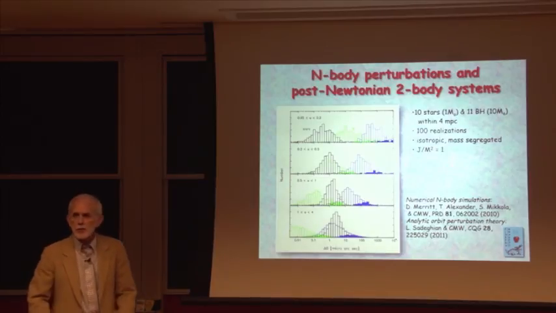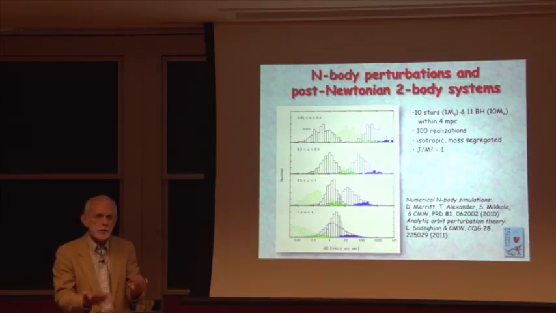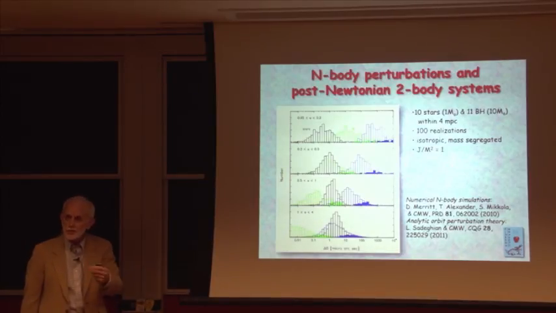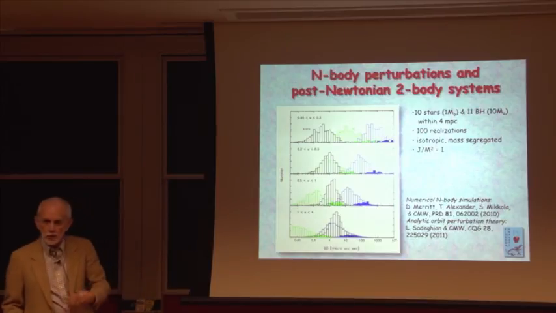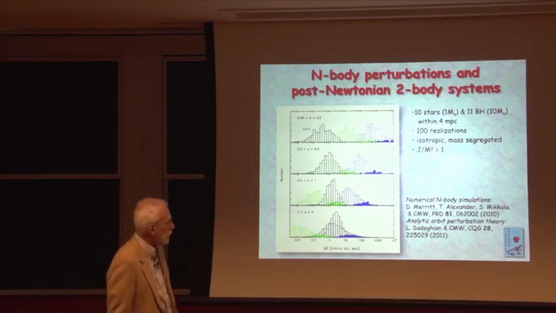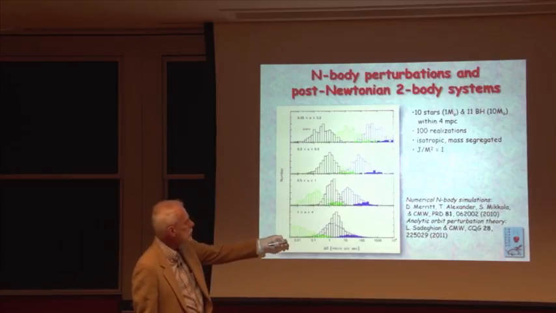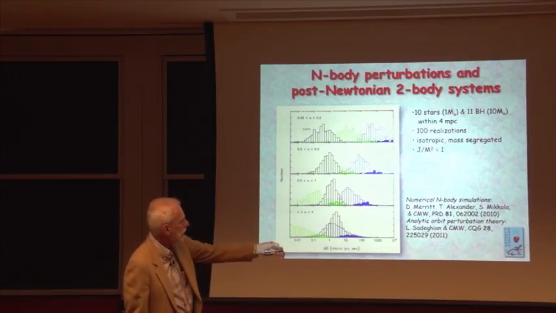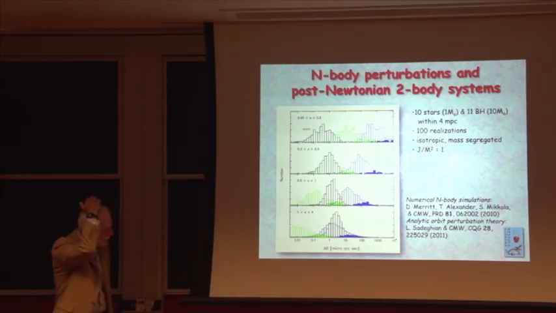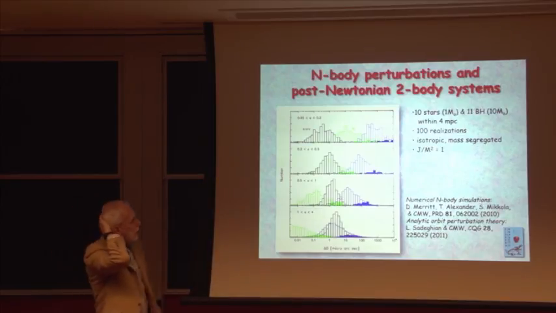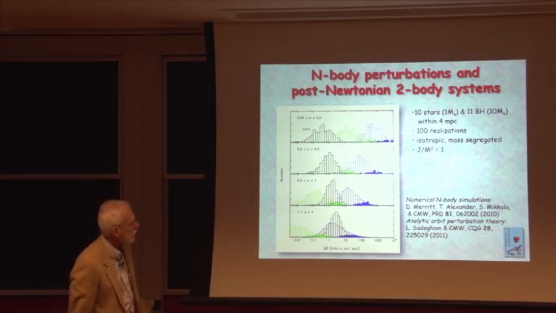So the question is, what about all the other stars that are also orbiting around? You want enough stars that you have a chance of seeing some so close, but those other stars will perturb. So with David Merritt, Tal Alexander, and Seppo Mikkola, we did some N-body simulations to investigate this. I also did some semi-analytic work with my graduate student, Lali Sadeghian. So here's a sample of the kinds of results that we got.